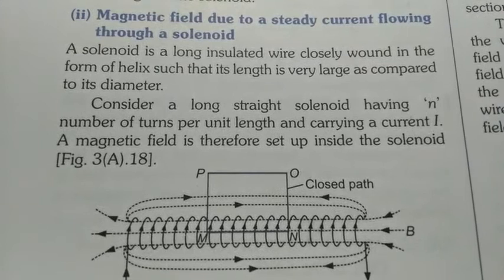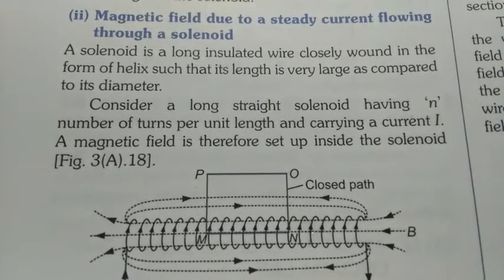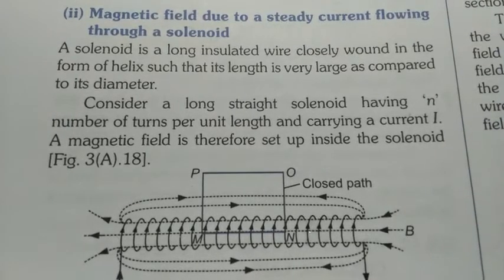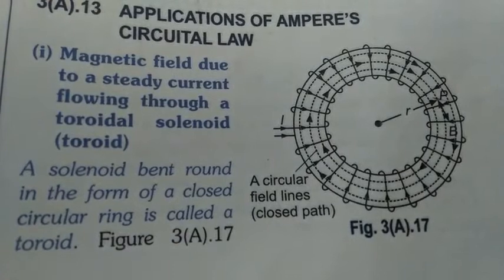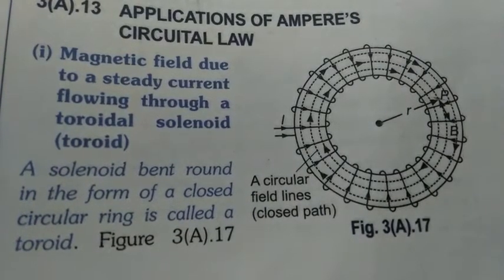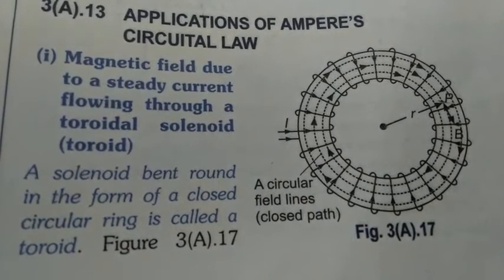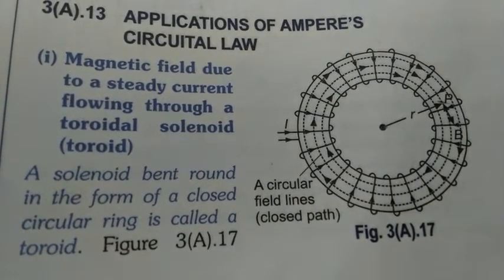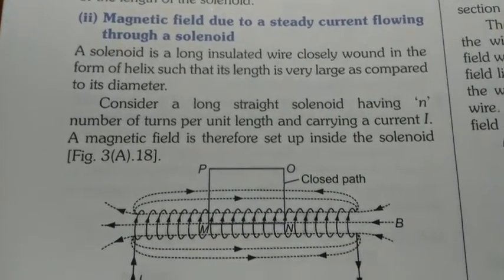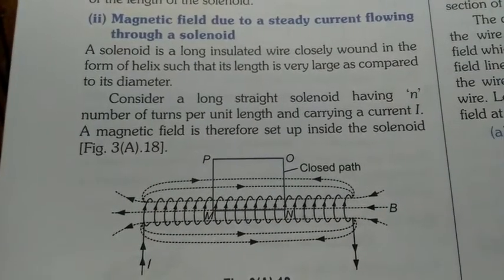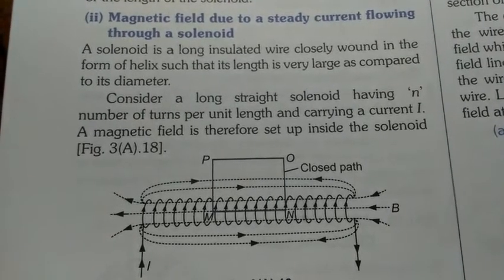So in our previous video we found out the magnetic field due to a toroid. Toroid means a solenoid which has been bent in the form of a loop. This is called a toroid. So in our previous video we found the magnetic field because of this. Now today in our first topic we are going to discuss the magnetic field due to a steady current flowing through a solenoid, a straight solenoid.